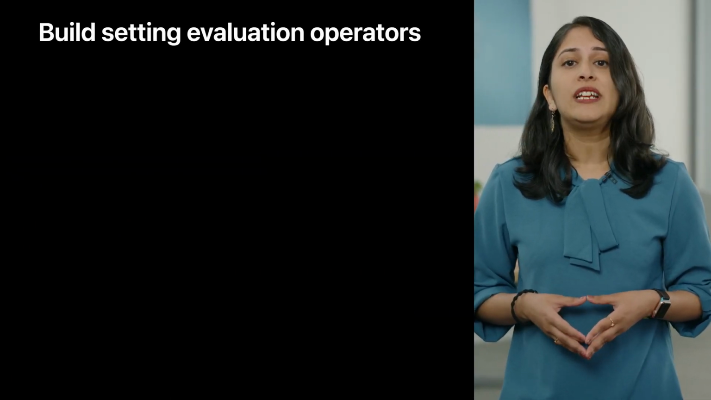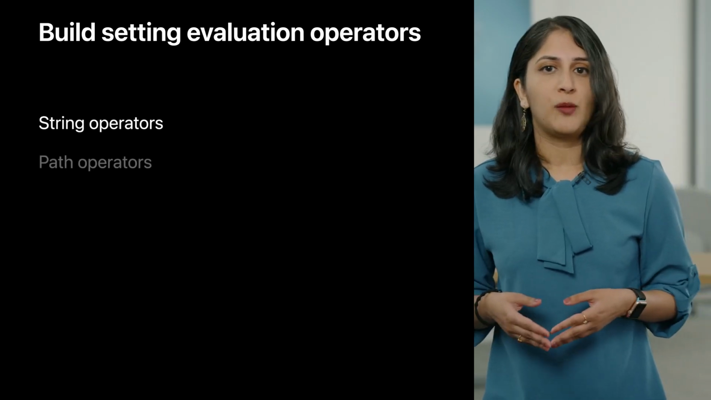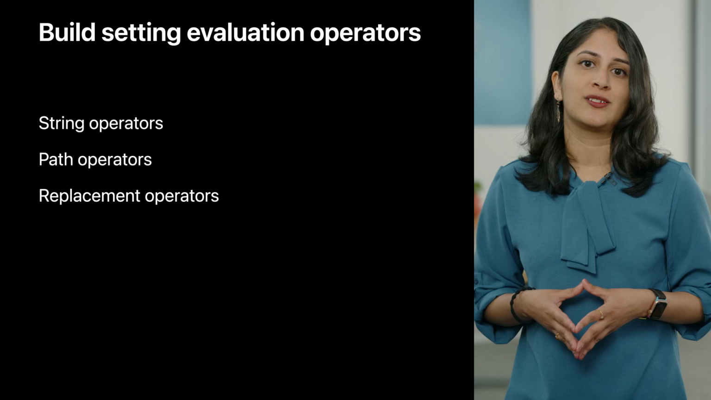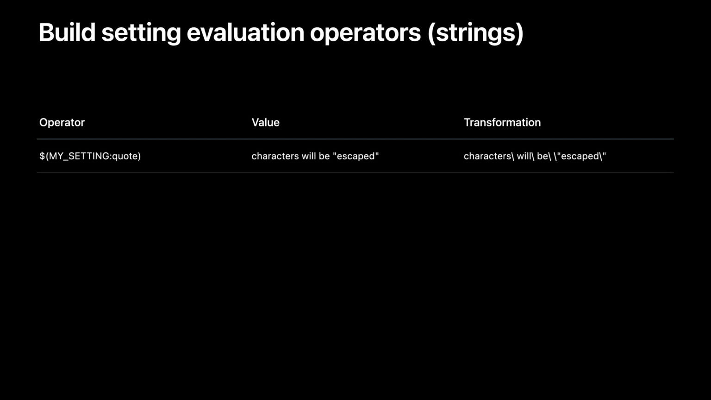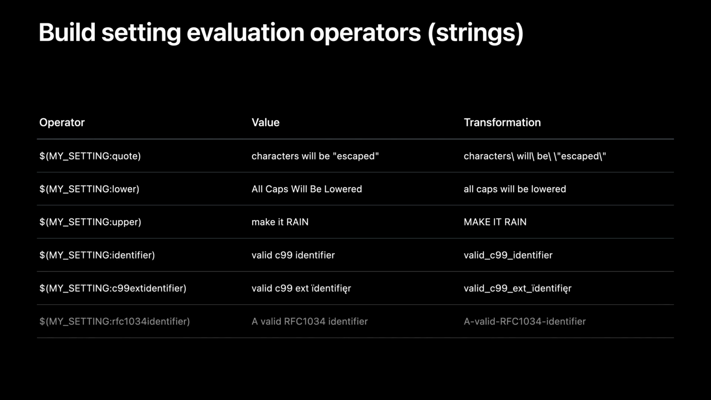When evaluating a build setting, there are a set of operators you can use to provide some basic transformations of your value. The three classifications of operators are string operators, path operators, and replacement operators. The supported string operators are quote, which escapes the characters within the string, lower and upper, which convert cases of characters, and identifiers, which convert strings to valid identifiers in various formats.